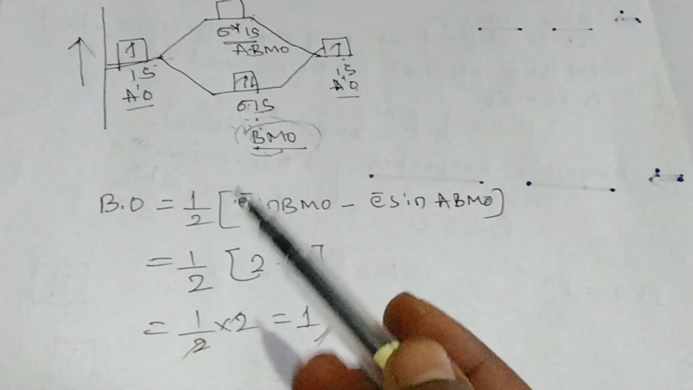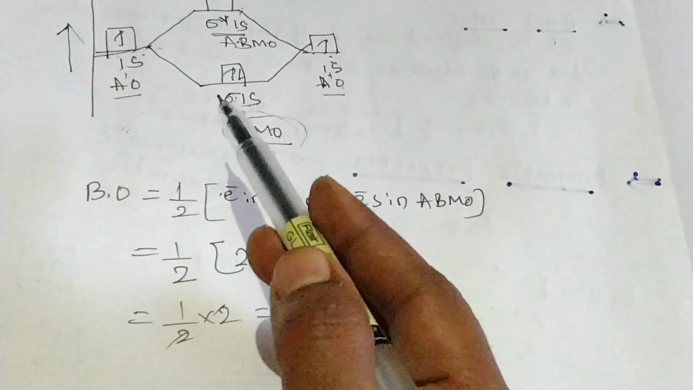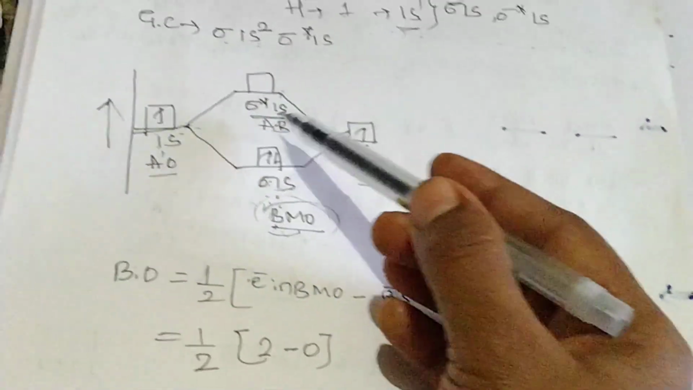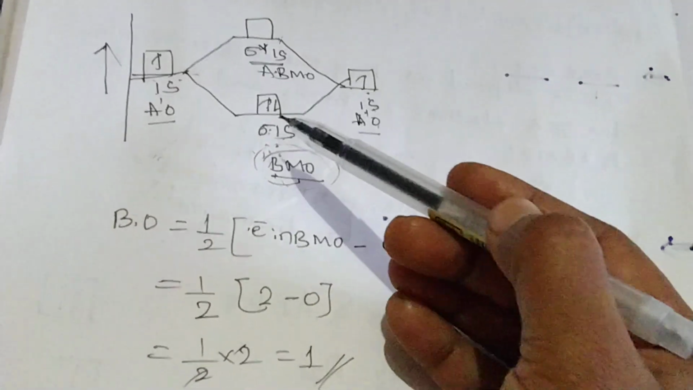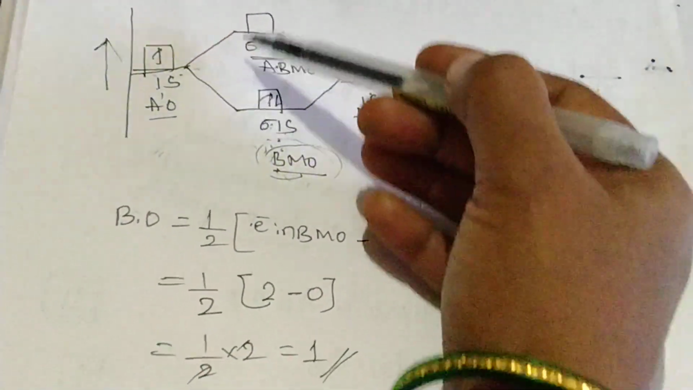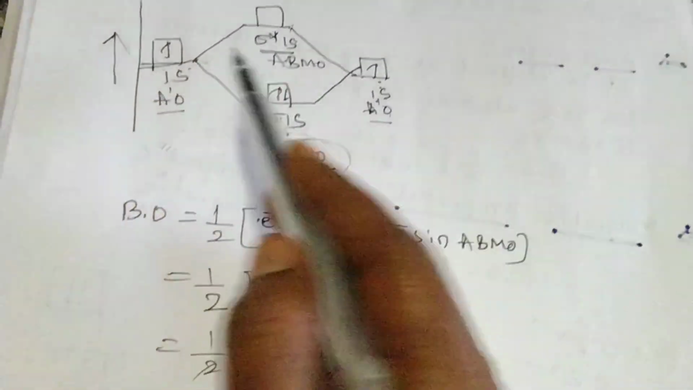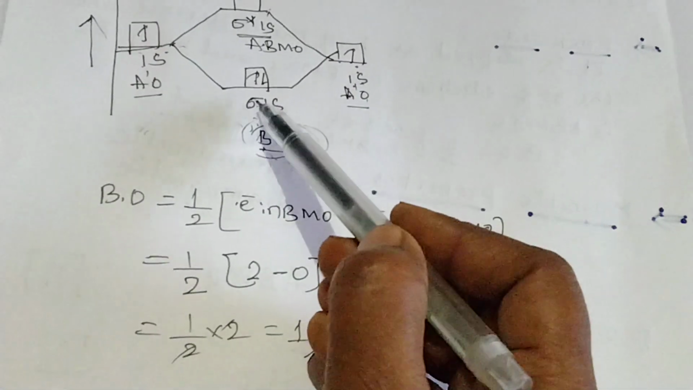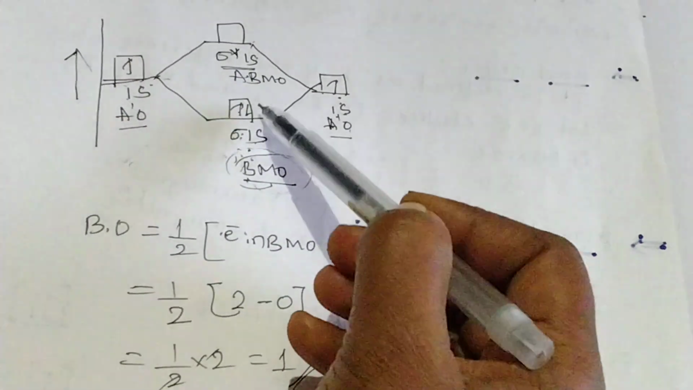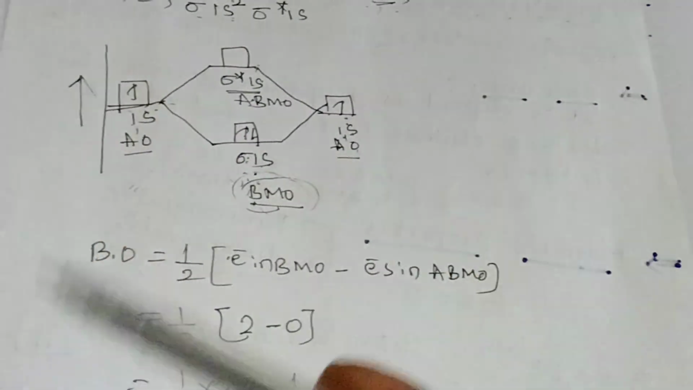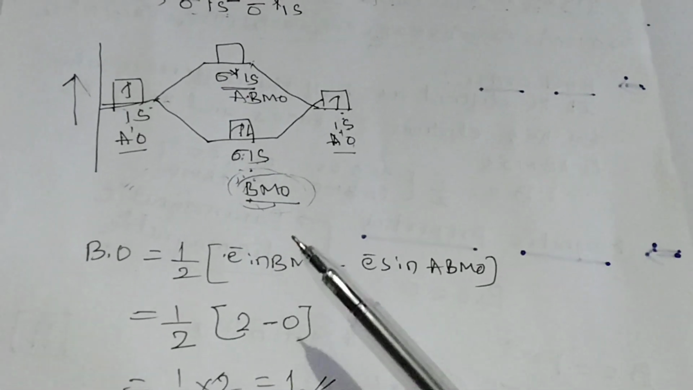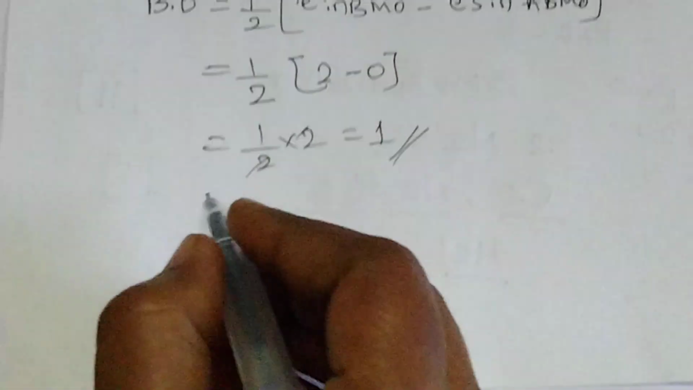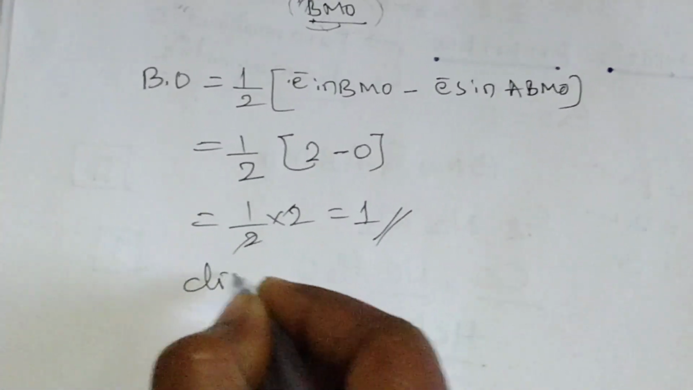Okay, so now the magnetic property in the molecular orbital. There is no unpaired electron present in the molecular orbital. We have to consider only the molecular orbitals, just ignore the atomic orbitals. In the molecular orbitals we have only paired electrons, meaning there are no unpaired electrons present in the molecular orbital, so it has a diamagnetic property.